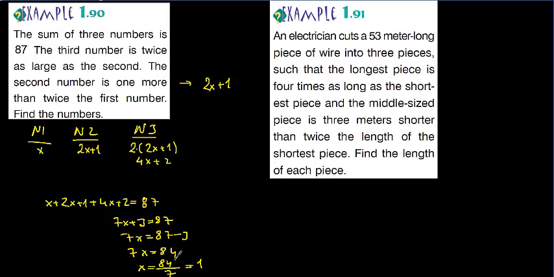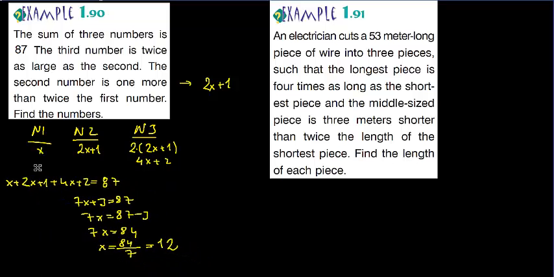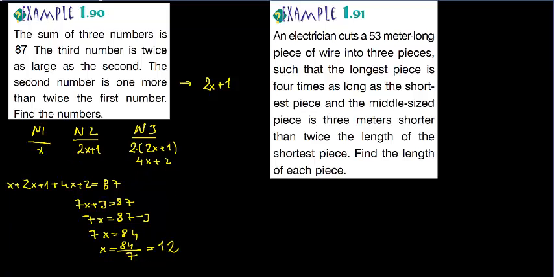Here we have 8 divided by 7 is 1, and 14 divided by 7 is equal to 2. So 84 over 7 is equal to 12. We found that one. So the smallest number, x, is equal to 12. And what about the second number and the third number?